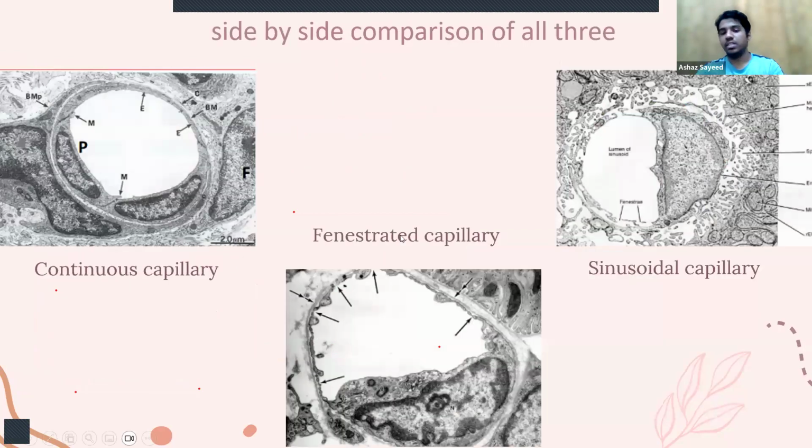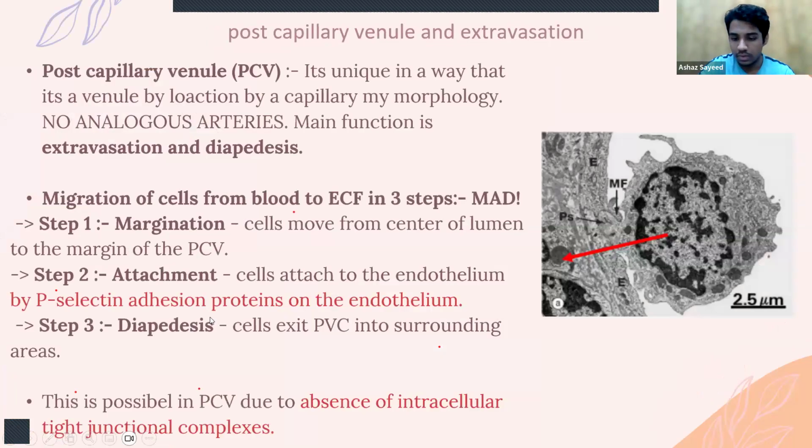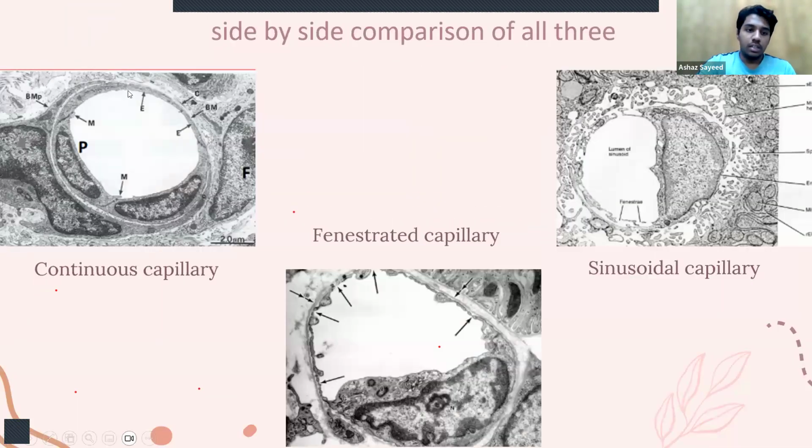And this is a side-by-side comparison of all three, because I know if you see it slide by slide, you still won't be able to get a difference out of it. But this should help you guys. You can see the continuous capillary. It has a defined structure and a thick wall. It's like a proper wall, and it has parasites in it.